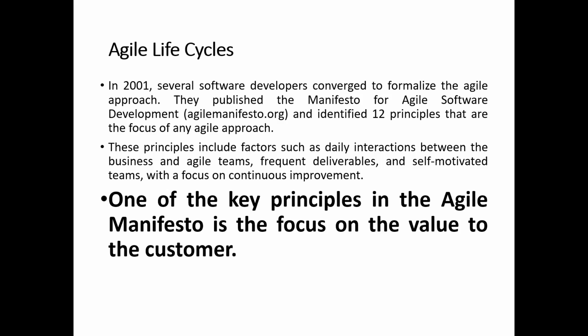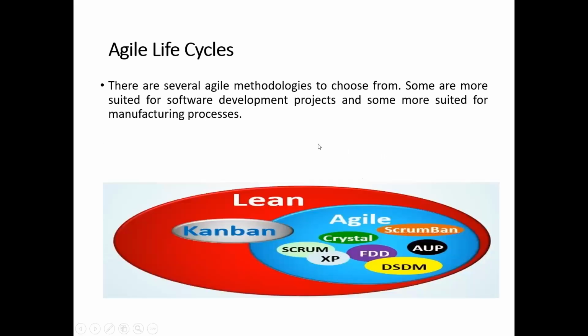A key principle in the agile manifesto is a focus on the value to the customer. Value to the customer is the focus here. There are several agile methodologies to choose from, some of them suited for software development, such as Kanban, Lean, Agile, Scrum, XP, FDD, DSDM, Scrumban, and Crystal. These are used in different manufacturing processes also.